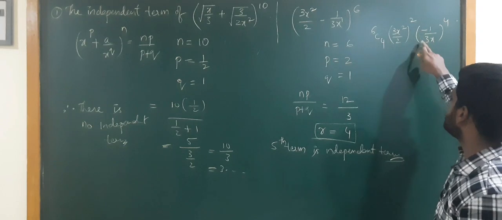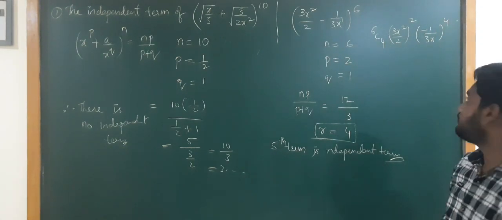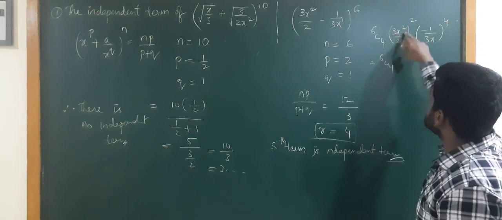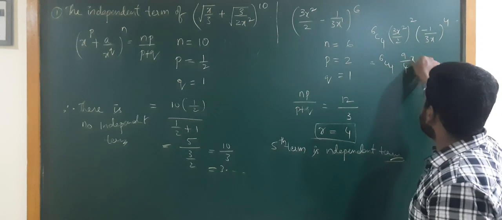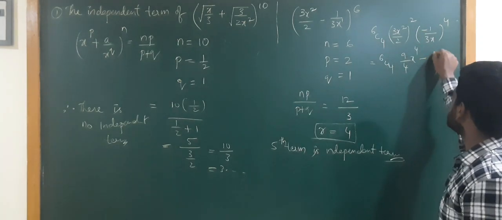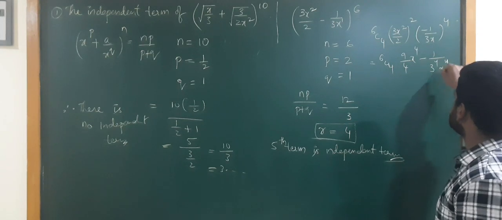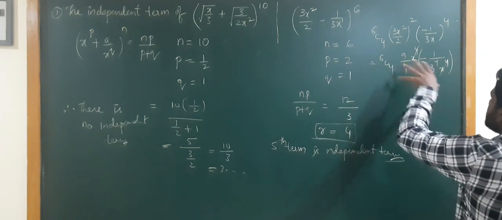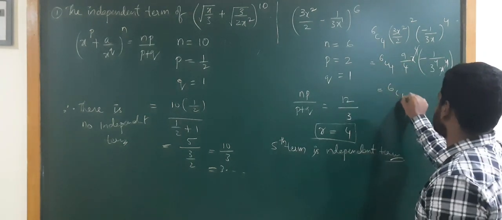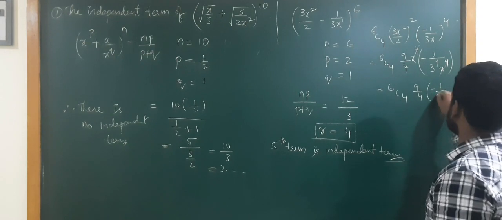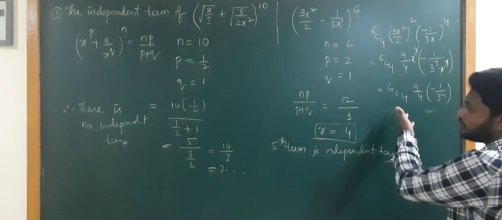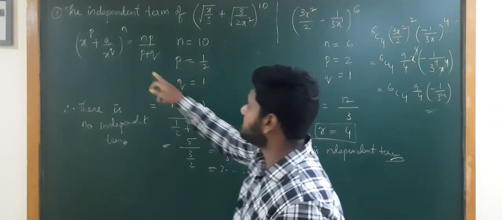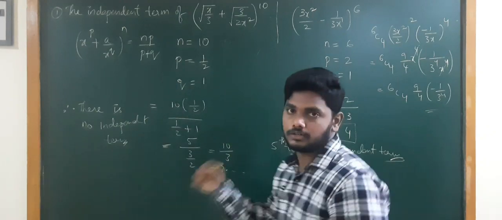6C4 into (3x square by 2) whole square into (minus 1 by 3x) whole to the power of 4. If you simplify this, (3x square) whole square is nothing but 9 by 4 x to the power of 4, into (minus 1 by 3) to the power of 4 into x to the power of 4. The x to the power of 4 terms cancel. So in this term there will be no x further. So it is 9 by 4 into (minus 1 by 3) to the power of 4, and this term is nothing but the term independent of x. That we can find by using this formula np by (p plus q). Remember this method.